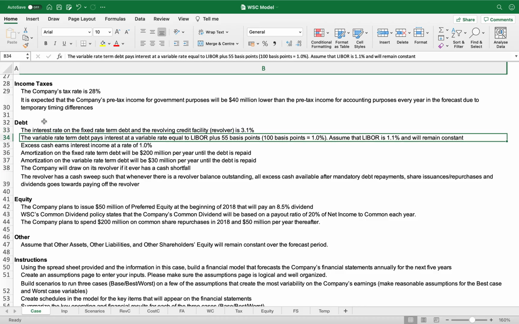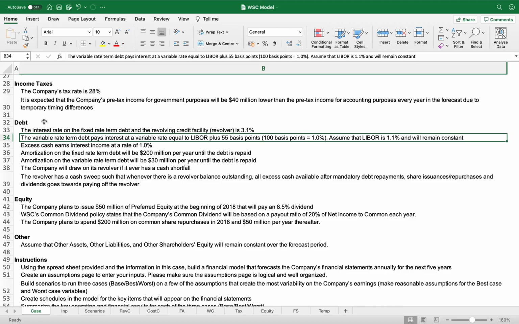The variable rate term debt pays interest at a variable rate equal to LIBOR plus 55 basis points. So LIBOR is your London Interbank Offered Rate, right? LIBOR keeps on fluctuating. So whatever is the rate of LIBOR, I will add 55 basis points to it. 55 basis points means 0.55 percent, right? So whatever is the rate of LIBOR, I will add 0.55% to it.